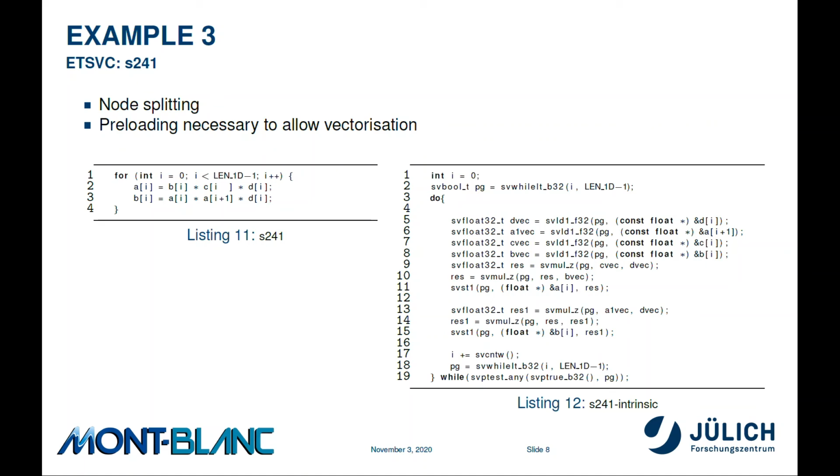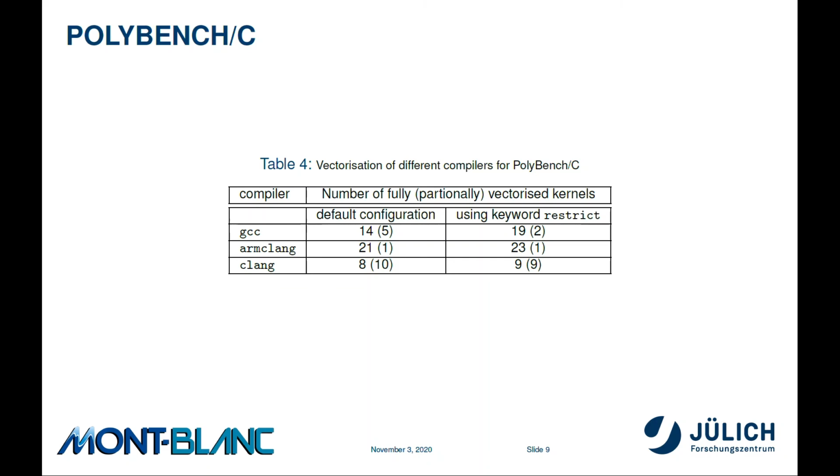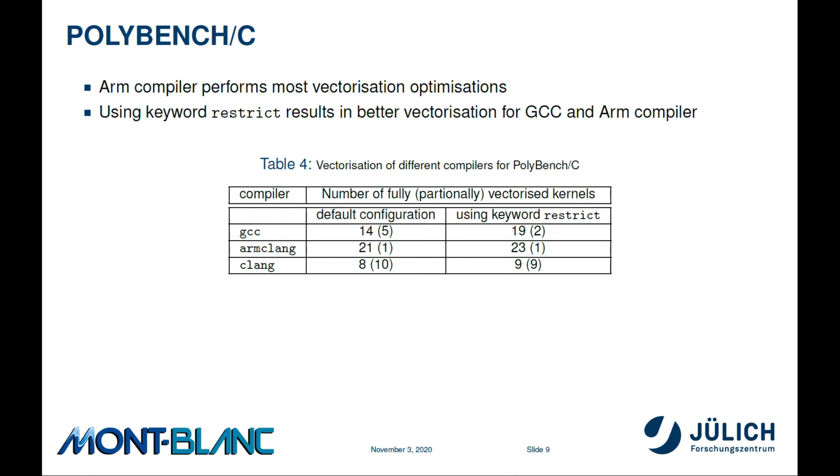Next, we look at the results for the Polybench C benchmark suite. In table 4, we show the number of fully and partially vectorized kernels. In the middle column, we see the results for the default configuration, and in the right column, results where arrays are declared using the keyword restrict. We see that, similarly to TSVC, the ARM compiler performs the most vectorization optimizations, followed by GCC and Clang. For GCC and the ARM compiler, using the keyword restrict increases the number of vectorized kernels.